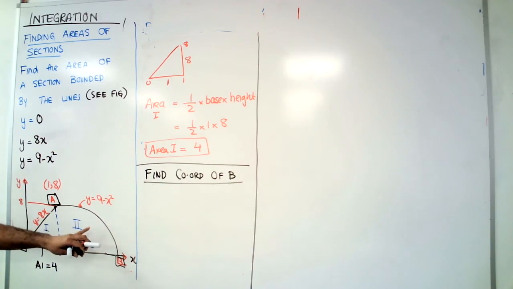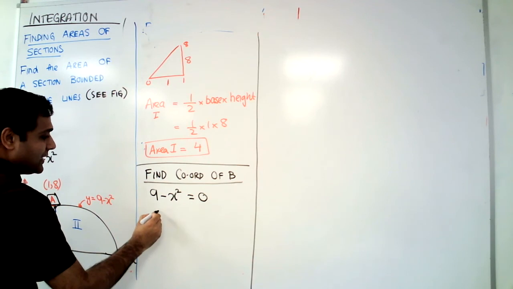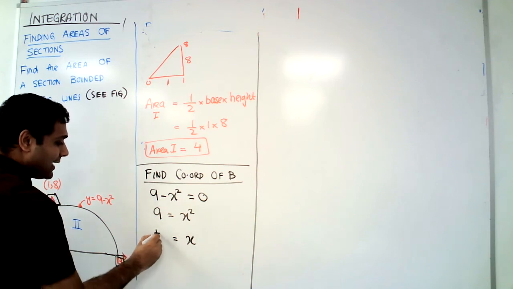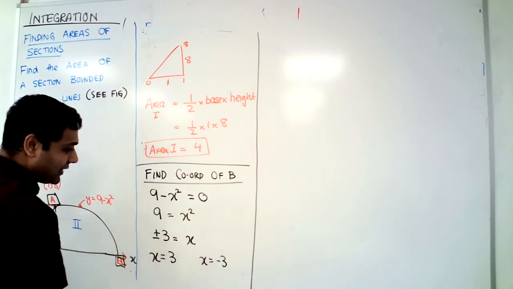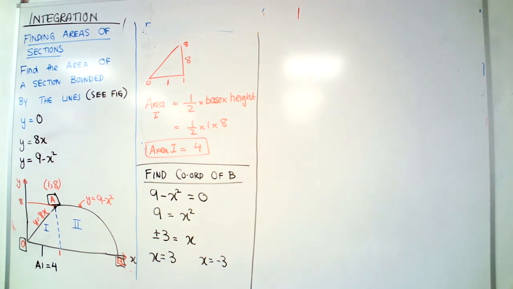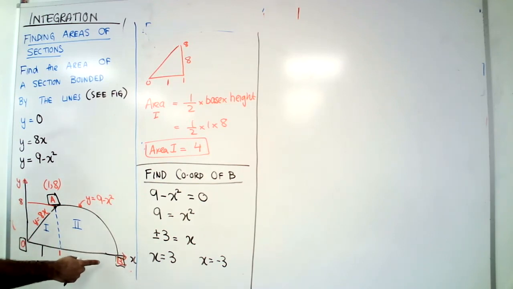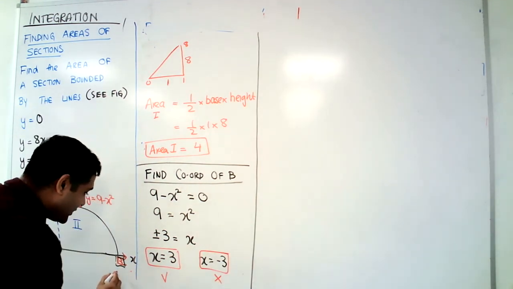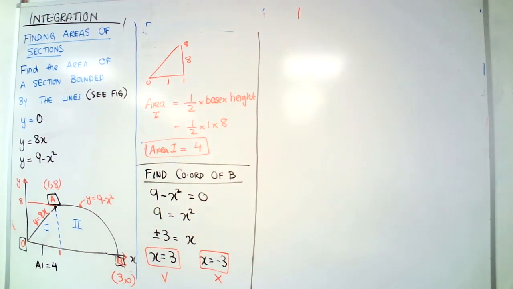How do you find the coordinates of the point P? Point B is where the y of this equation is 0. So to find that one, you're going to put 9 minus x squared equals 0, which means 9 equals x squared. If I square root both sides, x is going to be plus minus 3. So x is either a positive 3 or the negative 3. Now, according to this equation, you can see x is a positive 3. It's on this side. It's not on this side. So it's a positive 3. So straight away, you can cross that one out and select that one, which means the coordinate of the point B is 3, 0. So I have the coordinates of the point B at 3, 0.